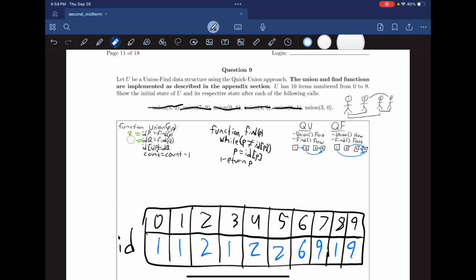And that is our last call in the union set, and so this is our final array that we get. Keep in mind that when you are doing this problem for yourself on the exam, it states in the problem that it wants you to show the initial state of U and its respective state after each call. So not only should you have this final array, but you should also have all of the arrays for the in-between steps at the beginning.